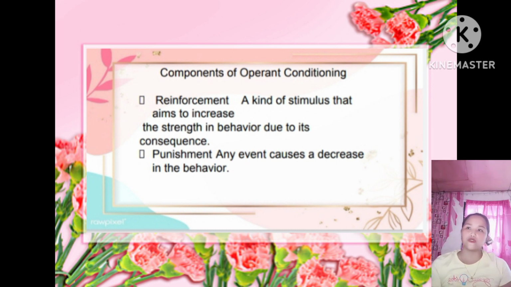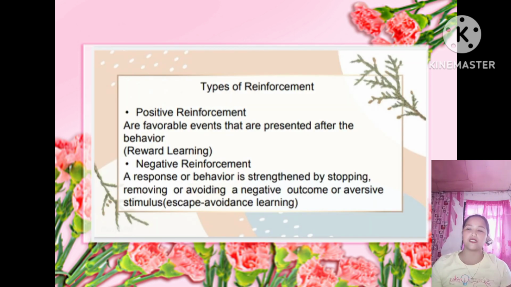Components of operant conditioning: reinforcement is a kind of stimulus that aims to increase the strength of a behavior due to its consequences. Punishment is any event that causes a decrease in behavior. Types of reinforcement: there is positive and negative reinforcement. Let's talk first about positive reinforcement. Positive reinforcements are favorable events that are presented after the behavior, or a reward for learning.